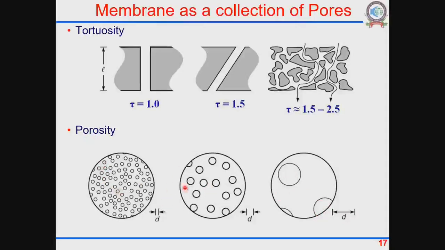So these are just some typical cases where porosity is the same, but if pore sizes are small, you will obviously see that the number of pores per unit cross sectional area is much larger as compared to a situation where the pore diameter is much bigger.